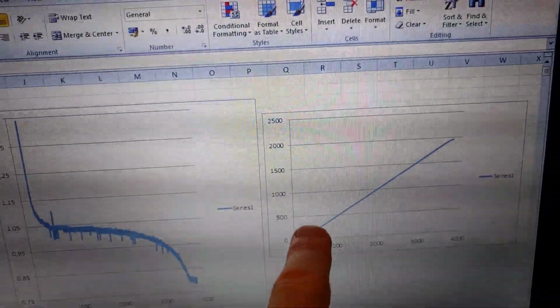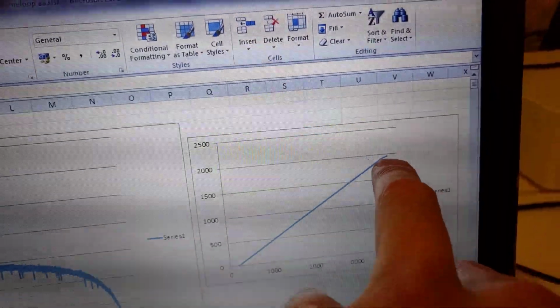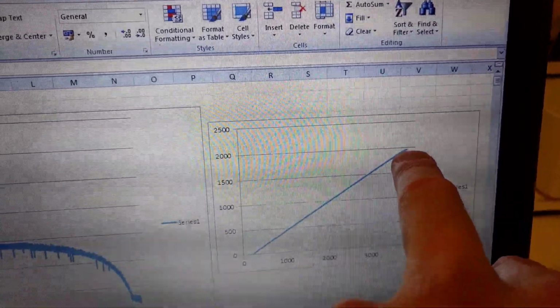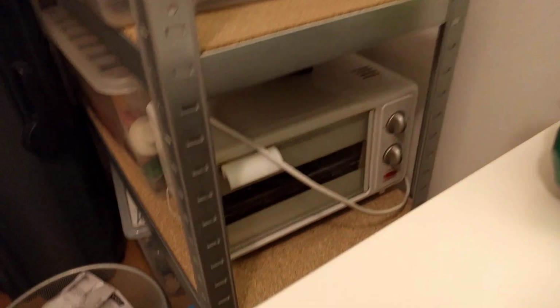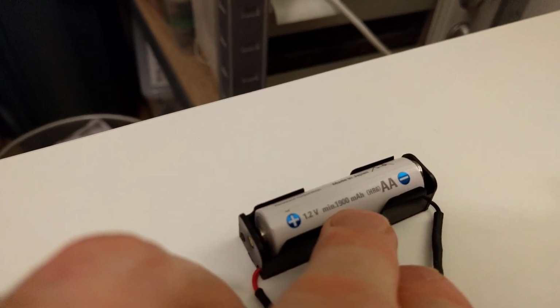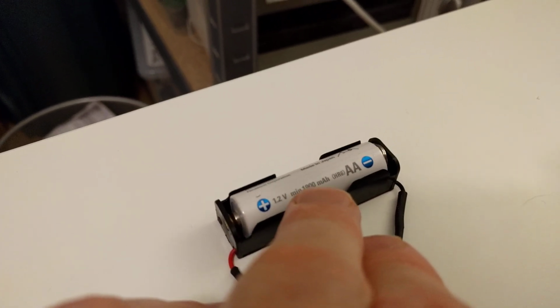So in this case, this battery capacity is very close to 2000 milliamp hour, which is very close to the indicated capacity of the battery.